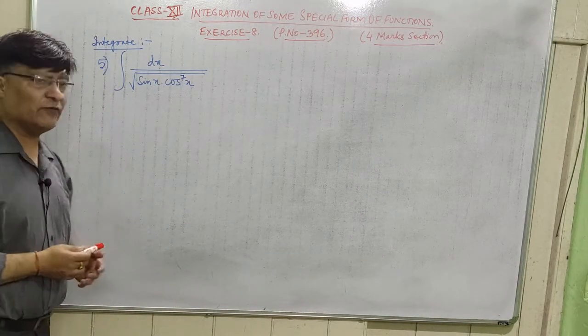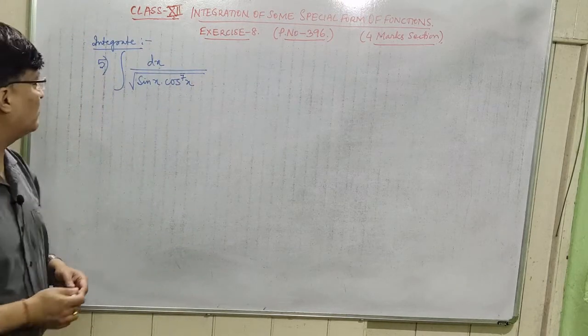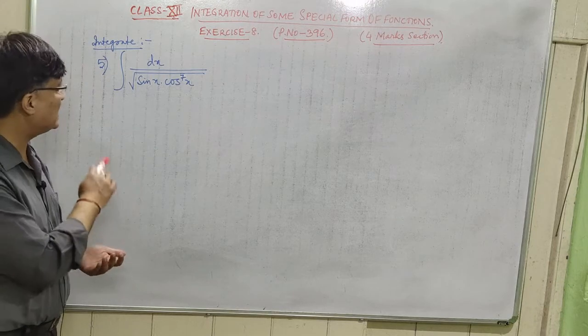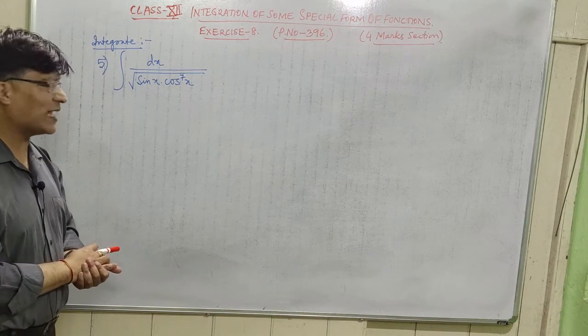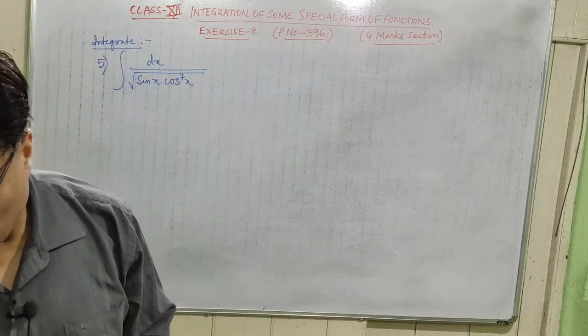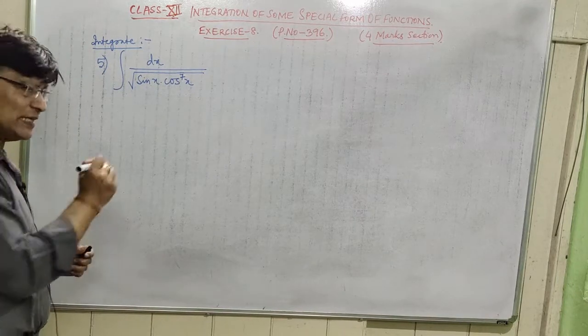So let us evaluate this integration. Let's do question number 5. You have to integrate this function, that is the integral of dx divided by the square root of sin x into cos to the power 7x. So how can you do this integration now? Let us integrate it.